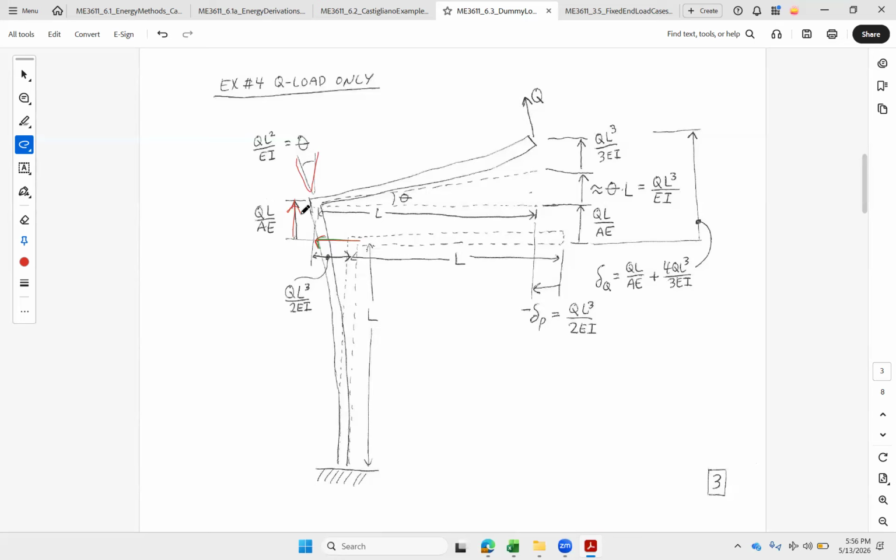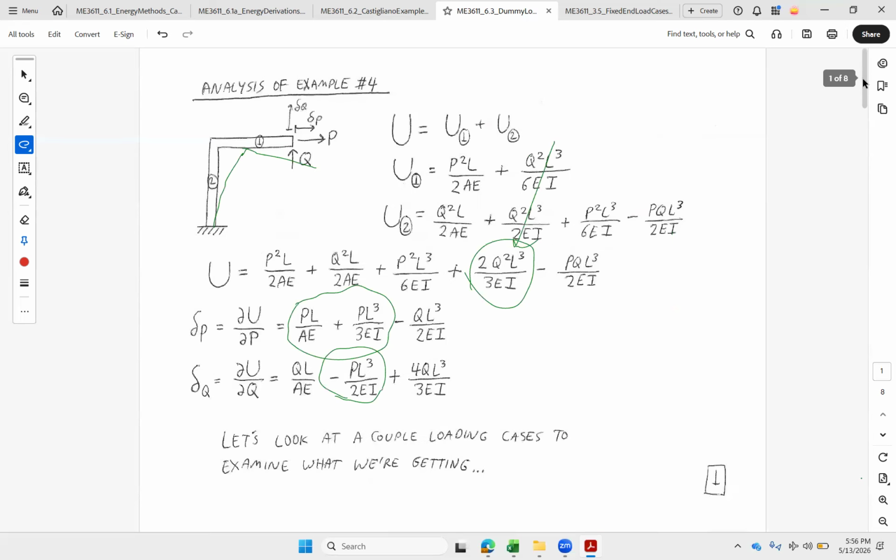So let's see if we got these contributions right here. If I go back, sure enough, in the vertical, there's my QL over AE, the axial stretch from 2. It's going up, it's turning. And then this one goes along with it. And then my 4/3. That includes both the rigid rotation up to here and then the deflection up again. All right. So this term is the deflection and the rigid rotation. And here's the axial stretch from bar number 2.